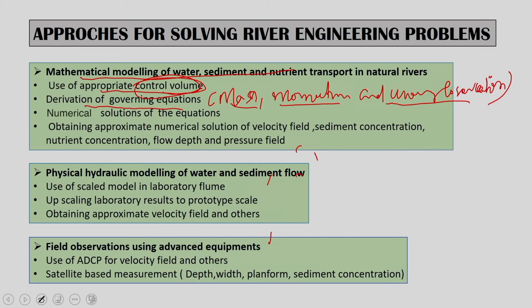Because these are nonlinear equations, most of the times we start from numerical solutions of the governing equations, and today there are a lot of numerical techniques available. You can find out the numerical solutions. What we are looking at is that for a control volume for a steady reach, we try to find out how the velocity varies. That means we talk about the velocity field. We can find out the acceleration field, because we know the velocity field.